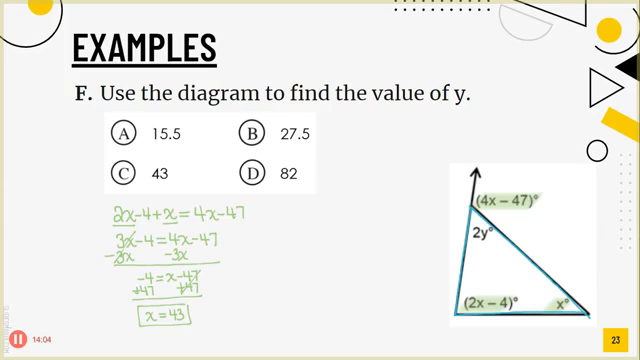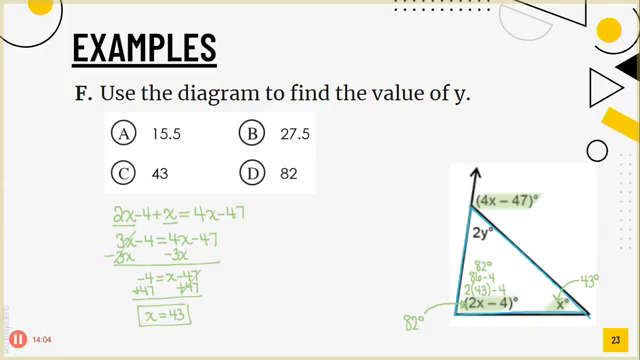So if I know that X is 43, I can find how many degrees this angle is because I can take 2 times 43 minus 4. And so if I take 2 times 43, that's going to give me 86. And if I subtract 4 from 86, I know that this angle is 82 degrees. So this angle right here is 82 degrees. I also know that this is just X, and we know that X is 43. So this angle is 43 degrees.